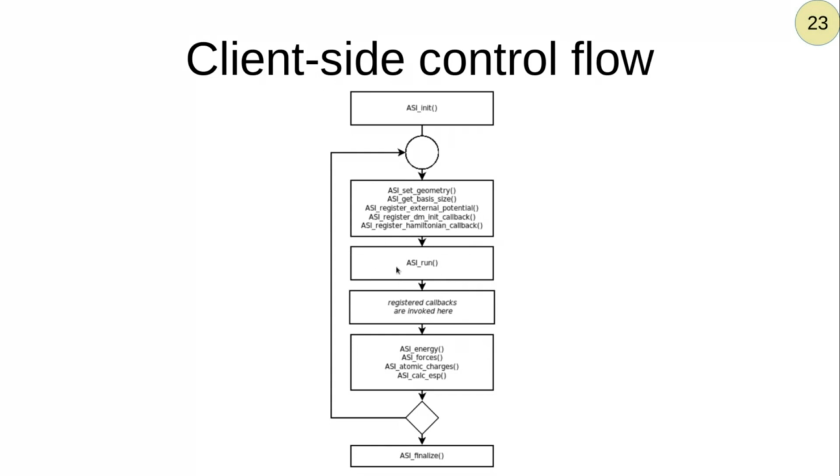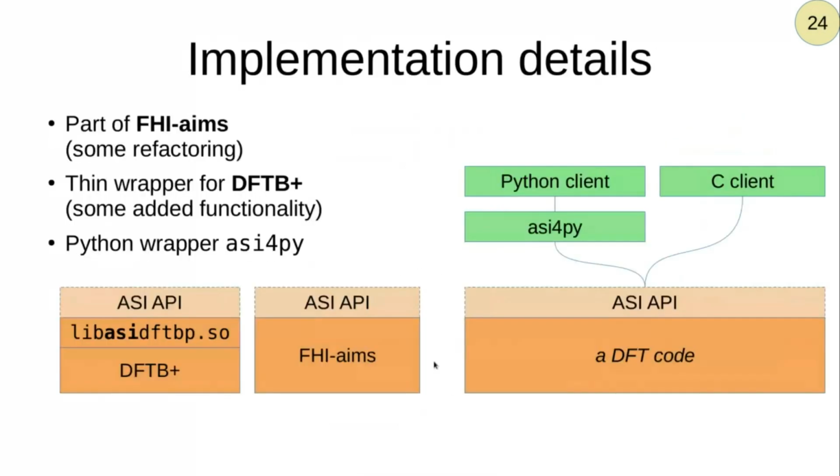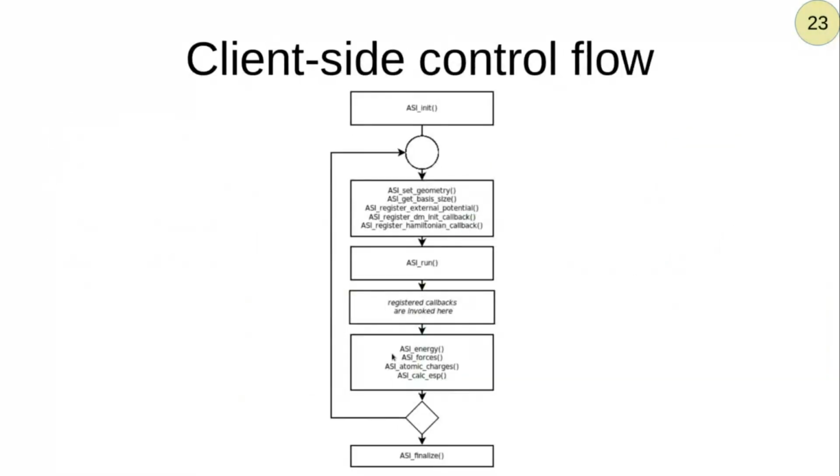And after that, when ASI run returns, you can invoke such simple functions as ASI energy, ASI forces, or ASI calc electrostatic potential. After the calculation, these things do not change, they are saved already. So repeat it as many times as necessary, and after finalize, it is expected that the memory is freed and your DFT code is unloaded.